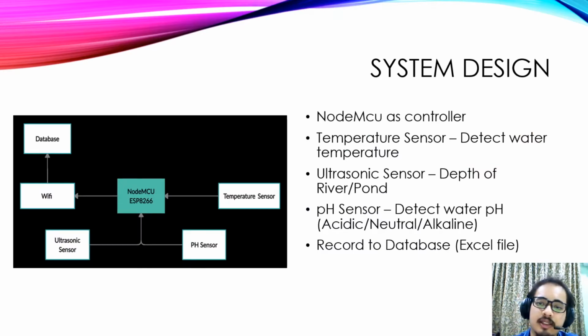This is our system design, which uses NodeMCU as a controller. Then we use a temperature sensor to detect water temperature. Then we also use an ultrasonic sensor to detect the depth of the river or pond. Then we use the pH sensor to detect if the water is acidic, neutral, or alkaline. Then we record to a database, which is an Excel file. This is the block diagram for our system design.